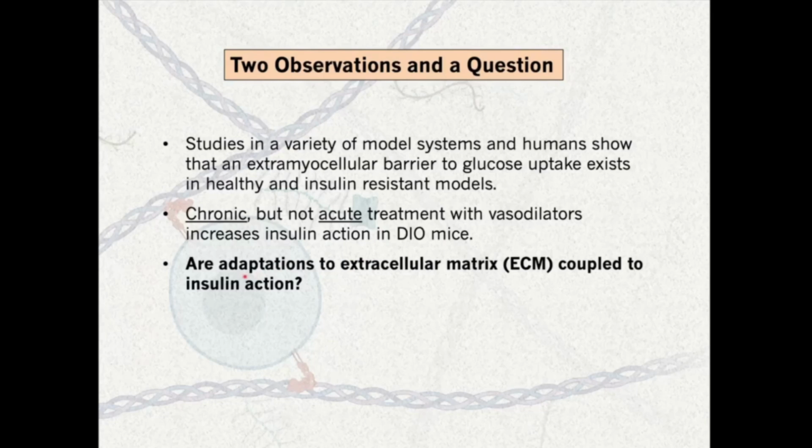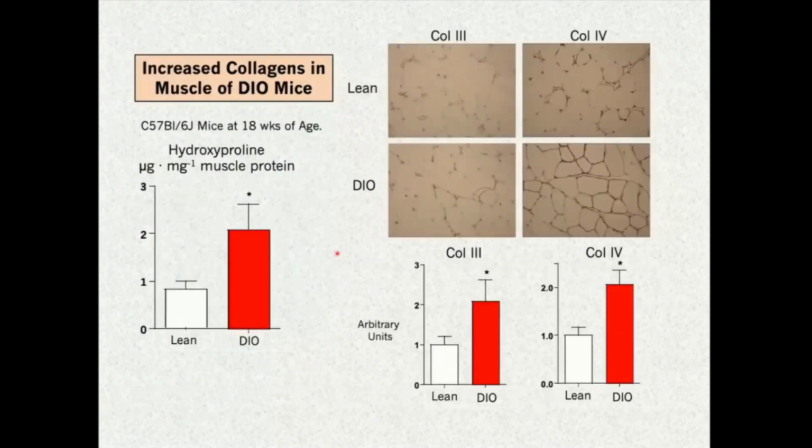And so we asked the question, are adaptations to the extracellular matrix coupled to insulin action? We looked at things that could possibly be changing over time and asked, is there an adaptation at this site that affects the local environment? Now, here we showed, these are 18-week-old mice. The DIOs were given a high-fat diet for 12 weeks and made diet-induced obese. And this hydroxyproline is a marker of extracellular matrix protein. And you can see there's a decisive increase in DIO mice.